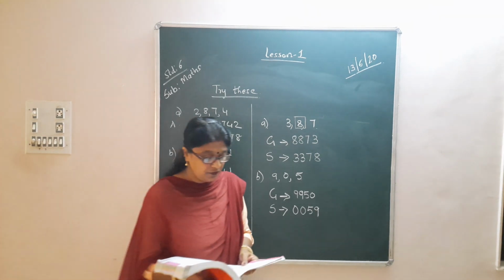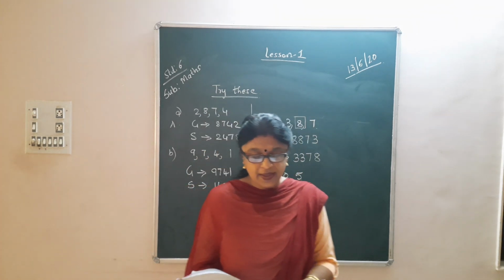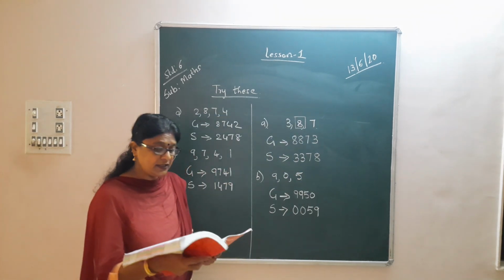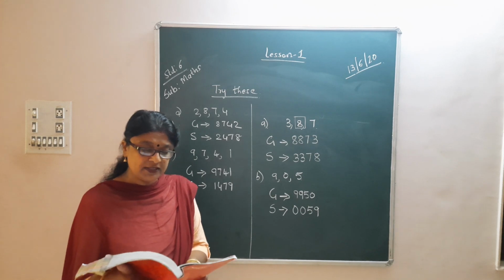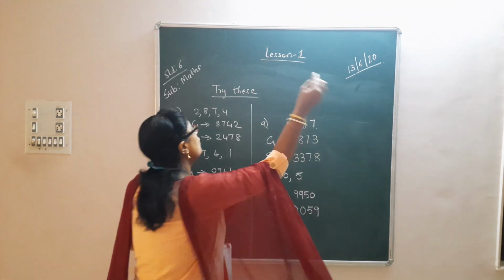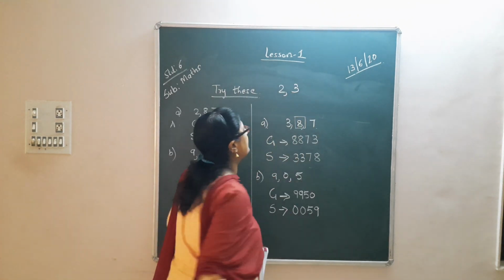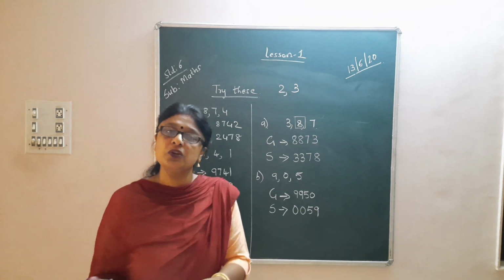Now see question number 4. Take 2 digits, say 2 and 3. Make a 4-digit number using both the digits an equal number of times. Now we have 4 digits, 2 and 3. Suppose I take 2 and 3, it is given. You have to take 2 and 3.